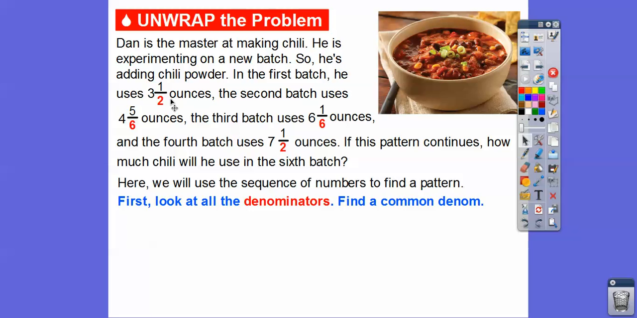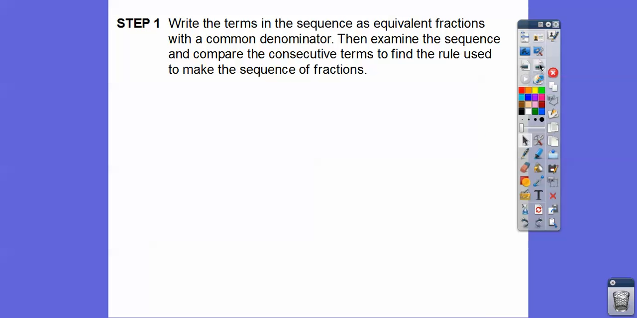We can change these guys to 3/6 because 1/2 is equivalent to 3/6. So we're going to change 3½ to 3 3/6 and 7½ to 7 3/6. It'll make it much easier when we do this. So write the terms of the sequence as equivalent fractions with common denominators. We just did that in the last slide. Then we're going to examine the sequence and compare the consecutive terms to find the rule that's used to make the sequence of fractions.